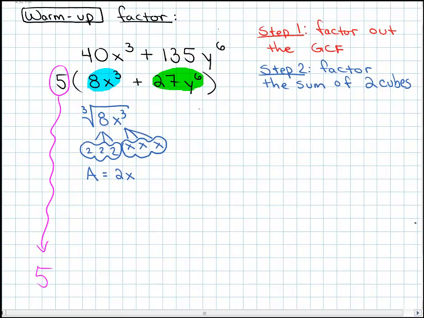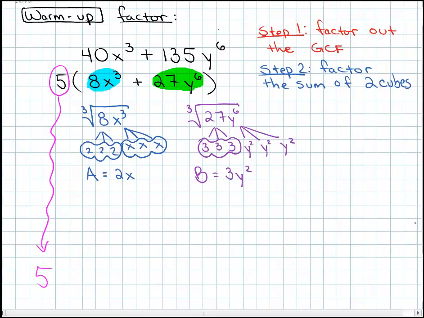And I'm going to do the same thing with the 27. What is the cube root of 27y to the 6th? 3. And what about the y's? It's going to be 3y to the 2nd. Okay, and that's going to represent my b. When I talk about the a and the b, I'm talking about the form that we used last time. I'm going to erase the 5 here in the squiggly line. I'll remember to write it in my final answer.